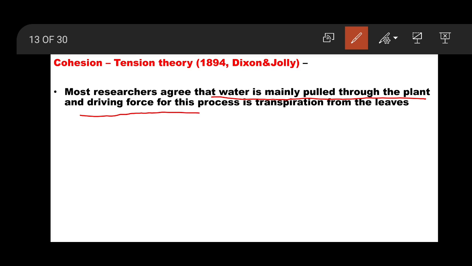And the driving force, which force acts here? The driving force for this process is transpiration. You must remember this for MCQ-type questions; these questions are coming, so this will be asked. What is the driving force for the ascent of sap? For the movement of water, the driving force is transpiration.